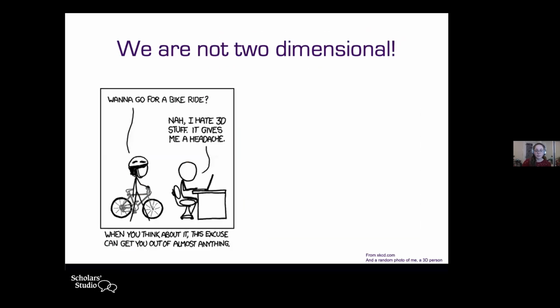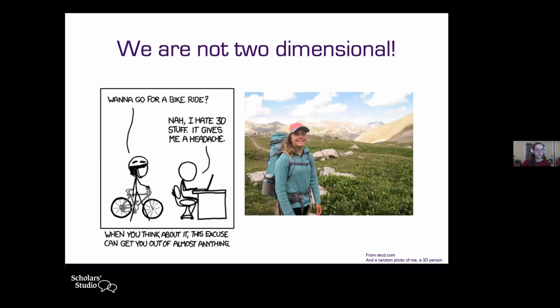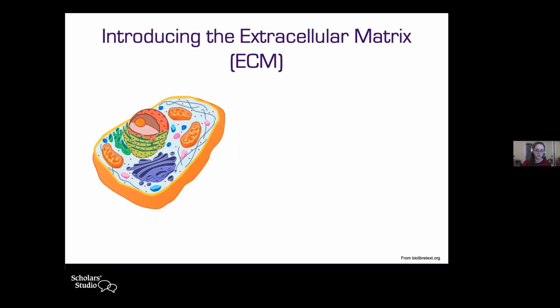But let's take a step back and consider the human body. We are inherently not two-dimensional. We're three-dimensional. Following that path of logic, our cells grow in a 3D environment. So when we study cells on a two-dimensional flat plate, we might be losing some information.